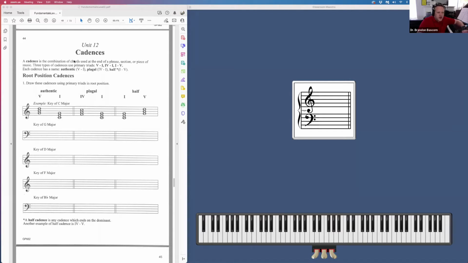Today we're learning about cadences. The book describes cadences as the combination of chords used at the end of a phrase, section, or piece of music. 3 types of cadences use primary triads: dominant to tonic, subdominant to tonic, and tonic to dominant. These each have a name, so dominant to tonic is called authentic cadence. And you're used to hearing this at the ends of pieces.